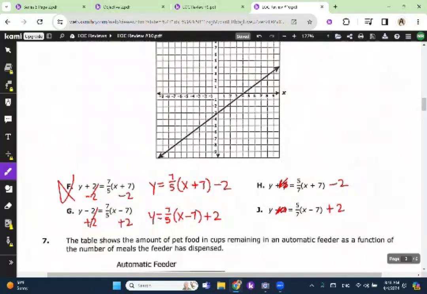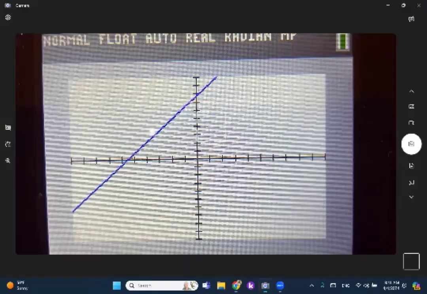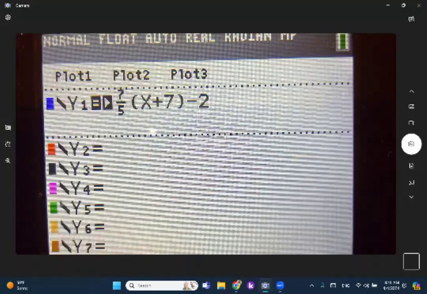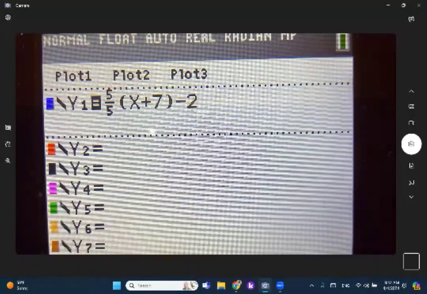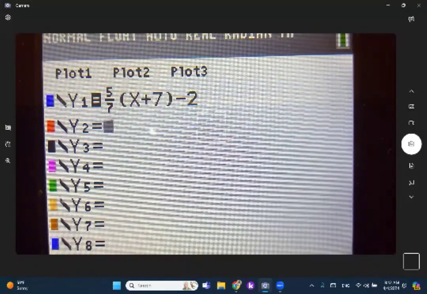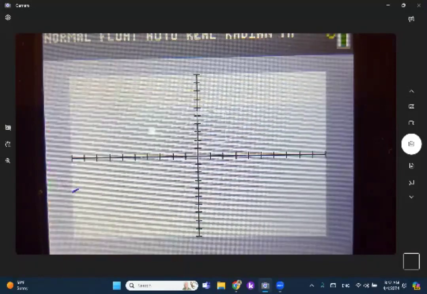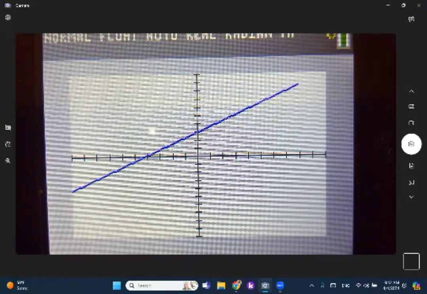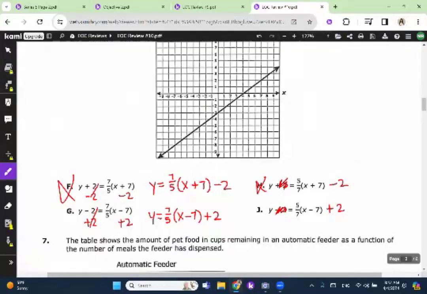H also has the +7, so I'm just going to change. Oh, but the fraction's different. Never mind. All right, I'm going to type in H. Instead of 7/5, it's 5/7. That's the only difference. And I hit graph. That one also crosses the y-axis at the top, so that's not it. Incorrect. H is not it.